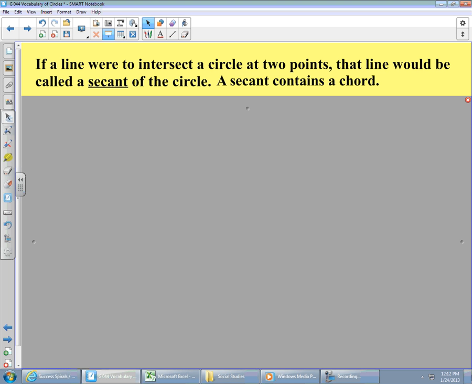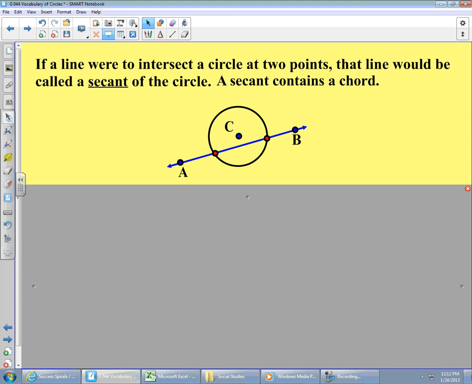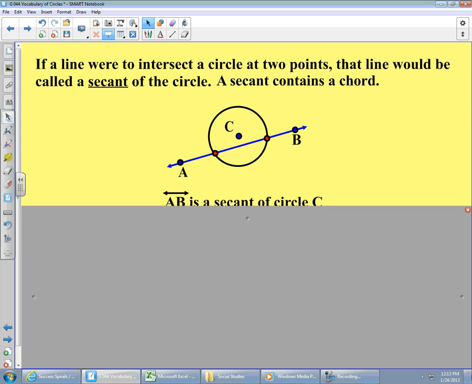And one of the basic parts of a secant is that a secant does contain a chord. So here is a diagram showing a secant of a circle. You can very clearly see that line AB breaks through the circumference of the circle, enters into the internal space, then hits the circumference again and breaks through and goes out the other side. So that is a secant. And again, it does contain a chord. You can see the little line segment inside of the circle right in the middle of the secant.